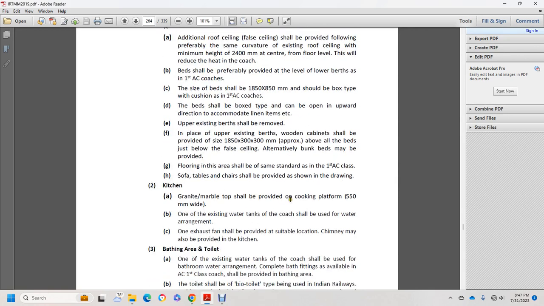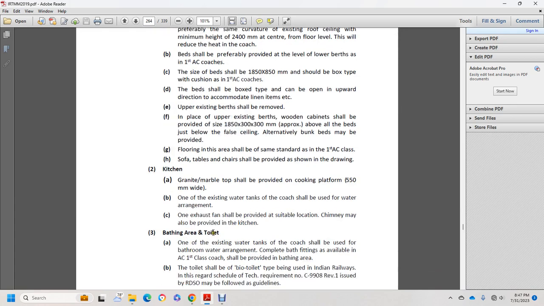Kitchen granite marble top shall be provided with a cooking platform 500 millimeters wide. One existing water tank of the coach shall be used with the water arrangement. One exhaust fan shall be provided at a suitable location. A chimney may also be provided in this kitchen.